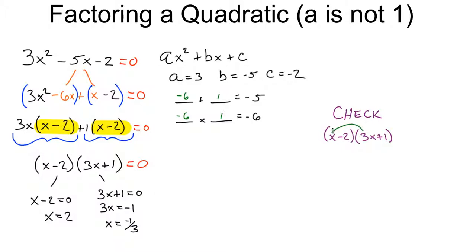distributing the x, and that's going to give us x times 3x is 3x squared. X times positive 1 is going to be plus positive x. And then we take the negative 2 and we distribute it there and there. And that should give us negative 2 times positive 3x would be minus 6x. Negative 2 times positive 1 is a negative 2. And if we combine our like terms, we get 3x squared minus 5x minus 2.